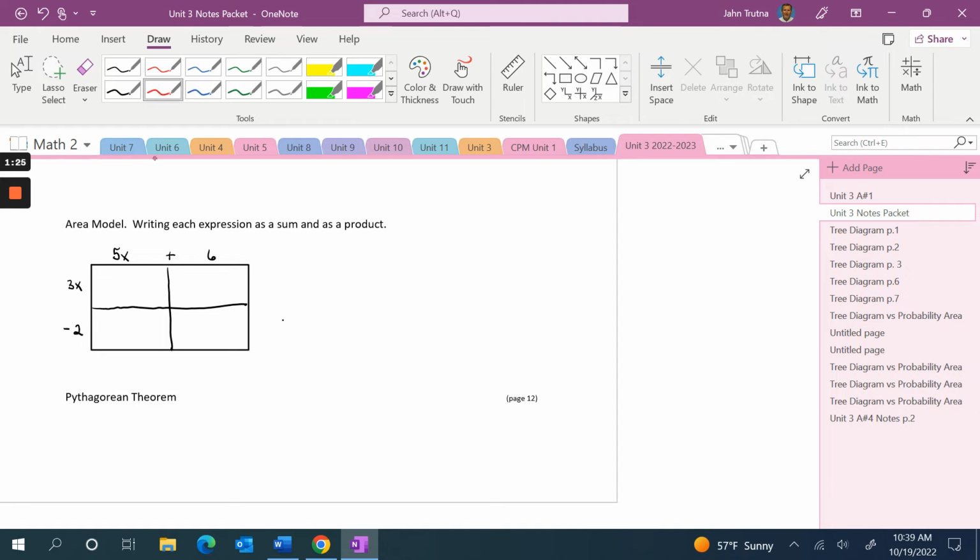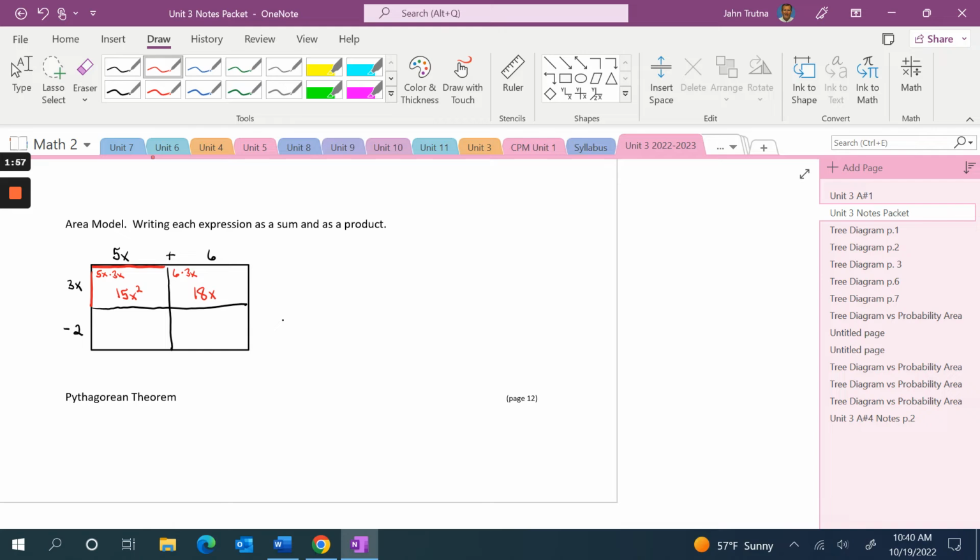Okay, so what we're going to do is multiply. Keep in mind that whenever you're filling out the inside rectangles of an area model, you always multiply the top of the individual rectangle with the side of the individual rectangle. So for the top left rectangle, we multiply 5x with 3x, and that is 15x squared. To get the top right rectangle, we multiply the positive 6 with the 3x, and we write that result in the rectangle.